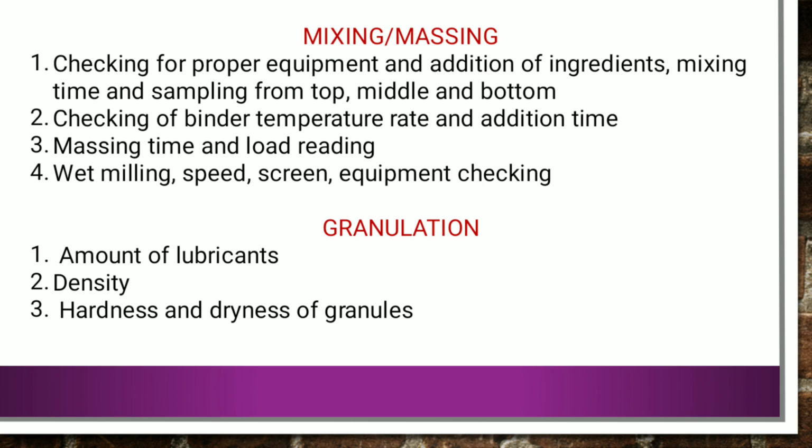So checking for proper equipment and addition of ingredients, mixing time and sampling from top, middle and bottom should be checked to see whether they are uniformly mixed or not. Then checking of binder temperature, rate and addition time needs to be done. Then massing time and load reading should be noted, as well as wet milling or speed screening, equipment checking, etc. must be carried out during the mixing or massing.